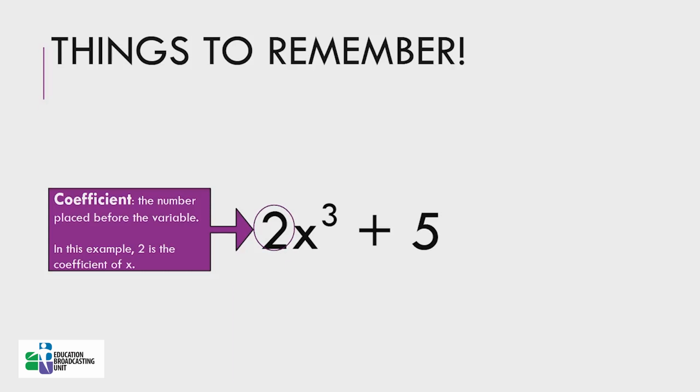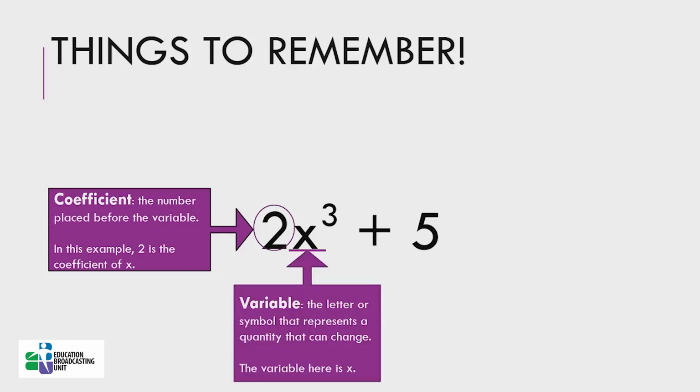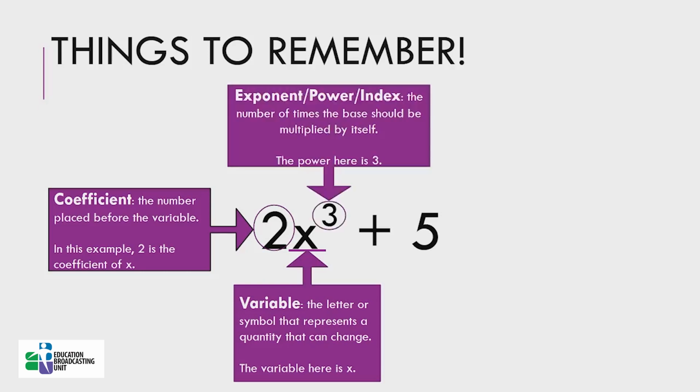Let us look at another aspect of our algebraic expression, the variable. That is the letter or the symbol that represents the quantity that can change. Here, the variable is an x. I'm sure many have seen y's and z's and t's. They are just letter symbols that represent different amounts of quantities.